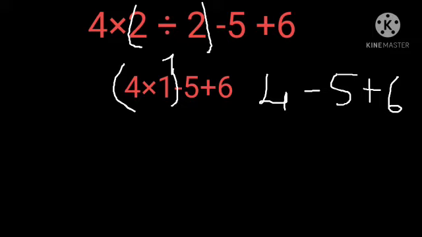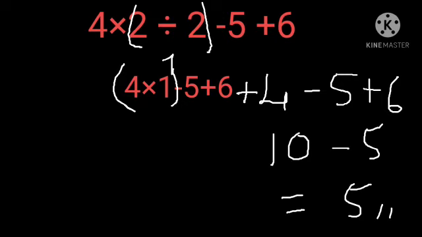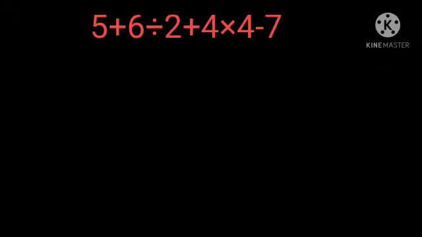In this, perform addition first. That is 4, beside there is no symbol, that is plus, 4 plus 6, that is 10. It becomes 10 minus 5. The answer is 5. Let us see another example.